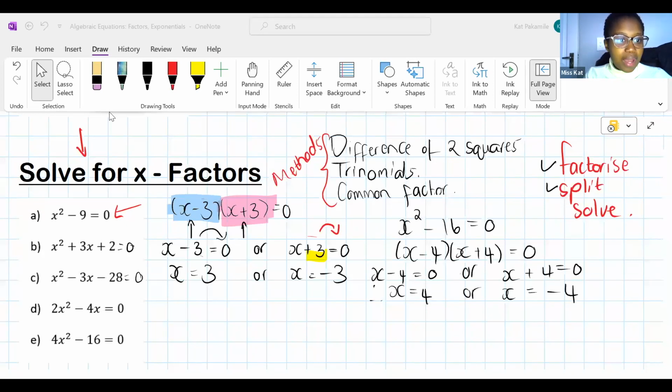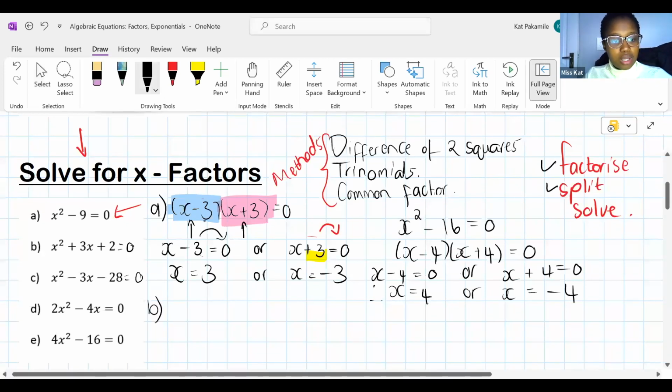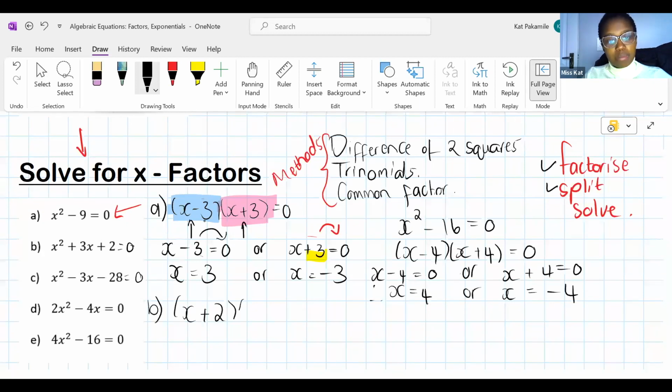Vusi has my two brackets. How did Vusi get it? Vusi, are you feeling brave enough to unmute and tell me how you got it? So this was A, right? Here's B. Vusi is telling us that our two brackets are x plus 2 and x plus 1 equals 0.